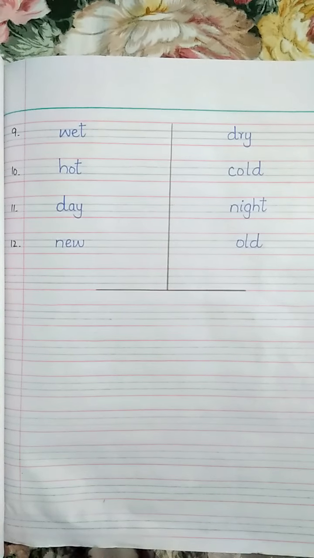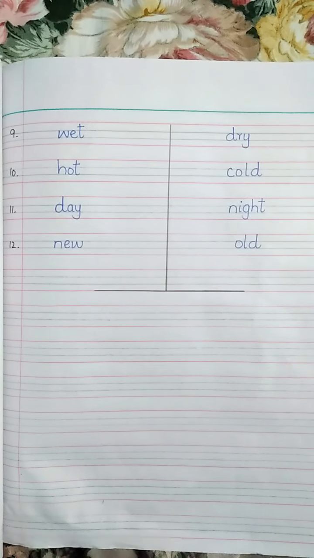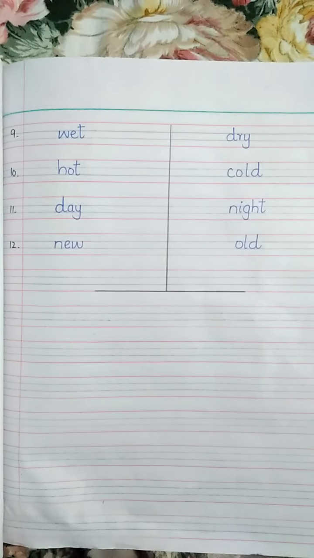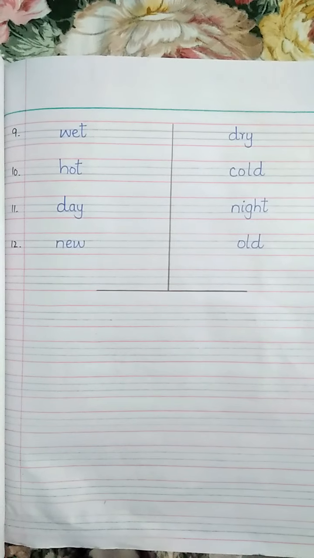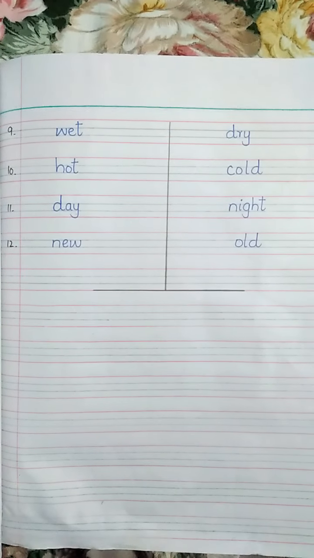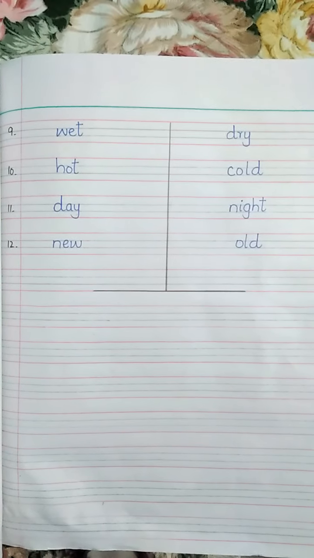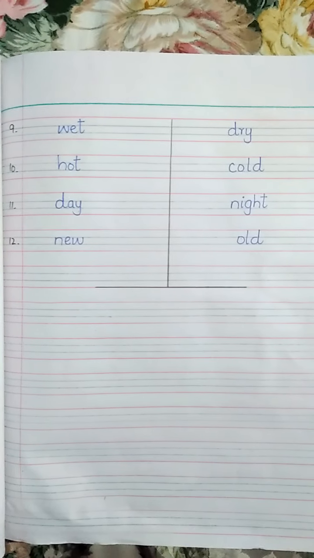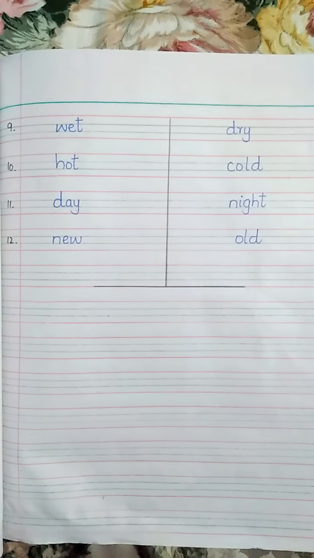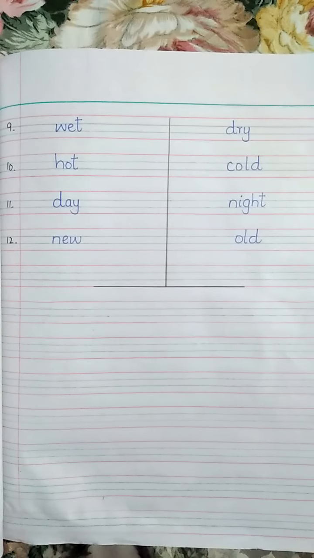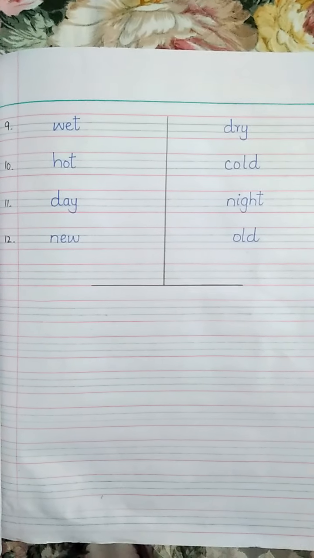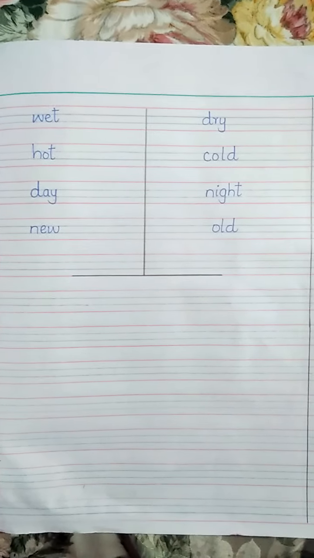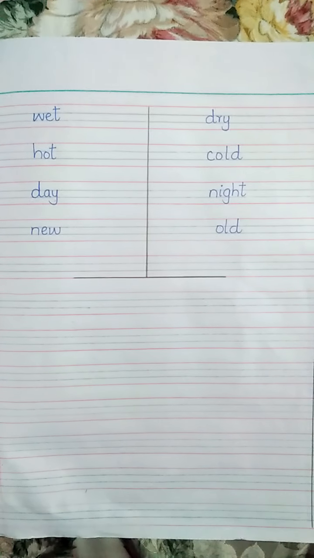Number 10, hot. Hot means garm. And its opposite is cold. Cold means thanda. Number 11, day. Day means din. And its opposite is night. Number 12, new. And its opposite is old. Naya and purana. So kids, this is your 5th lecture homework.